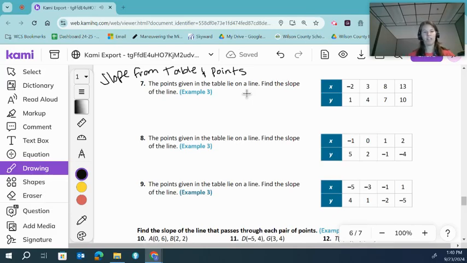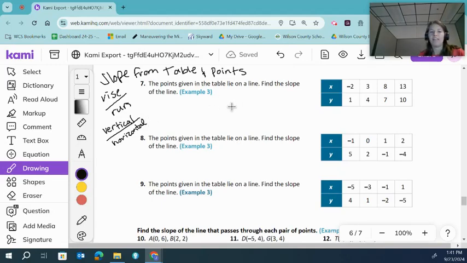Today we will be learning slope from a table and from points. These two things are very similar and we'll take a look at why in just a moment. Remember slope, we are looking at rise over run, or your vertical height over horizontal. Vertical over horizontal.